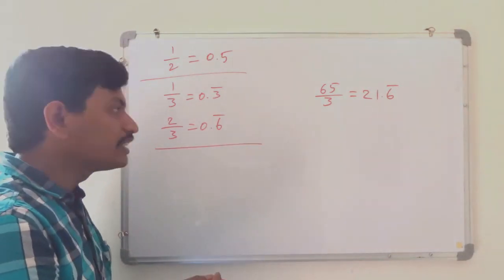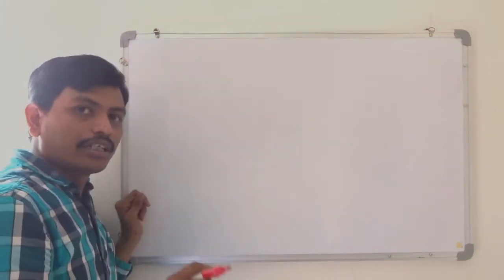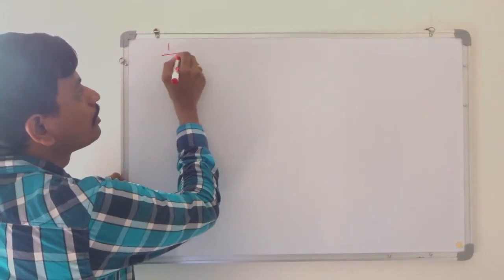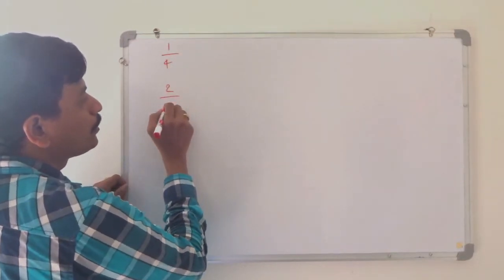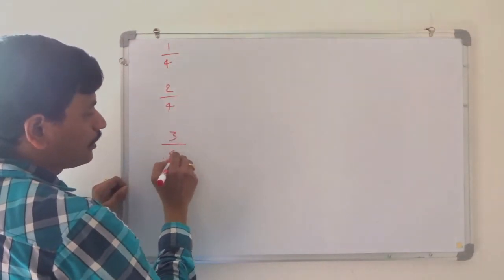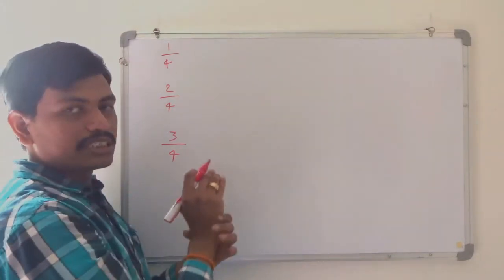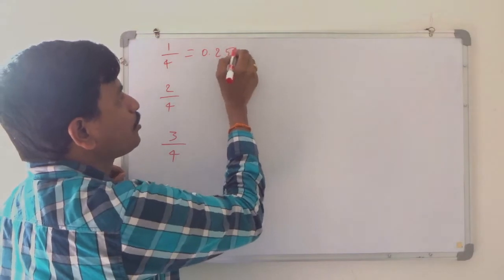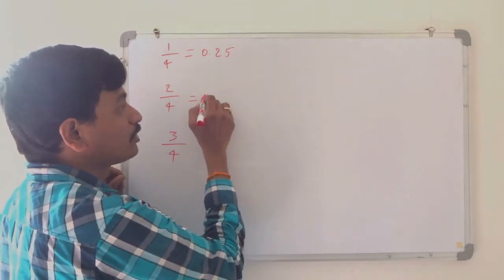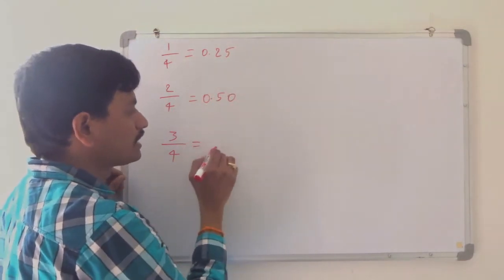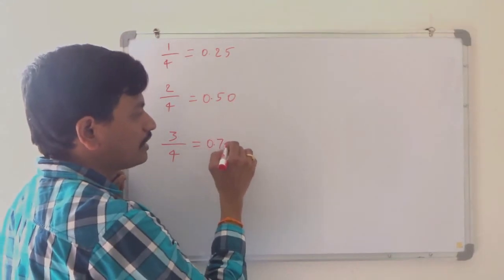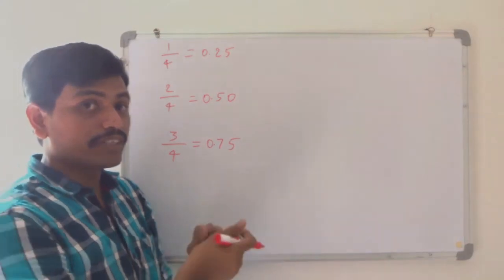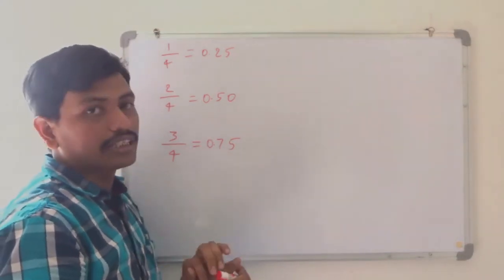Let us see division by 4. To divide by 4, the remainder will be 1 by 4, 2 by 4 and 3 by 4. If it is 4 by 4, the decimal part will be 0. So 1 by 4 is 0.25, 2 by 4 is 0.50 and 3 by 4 is 0.75. It's 25, 50, 75. If we divide by 4, we remember like this.